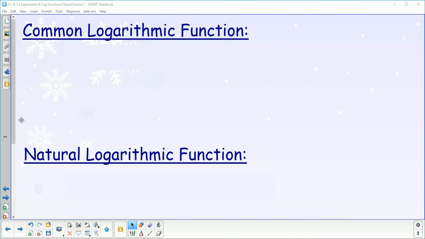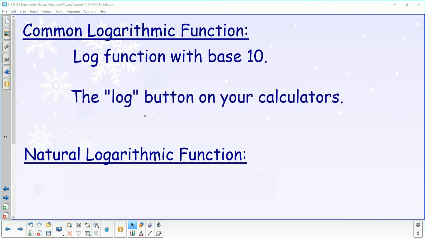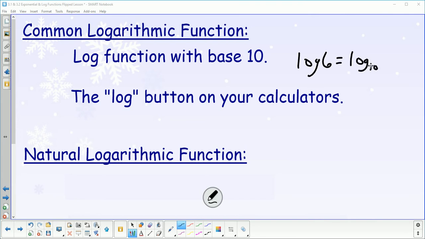Okay, last couple things then, the common log function. These are just the two logs that we use most popularly. They're the easiest to use and they work well with the calculator. For example, common log is anytime we have log base 10, and it is the actual log button on your calculator. This log button does not apply to anything other than base 10. So for example, if we saw log of 6, this would mean we're taking the log base 10 of 6.